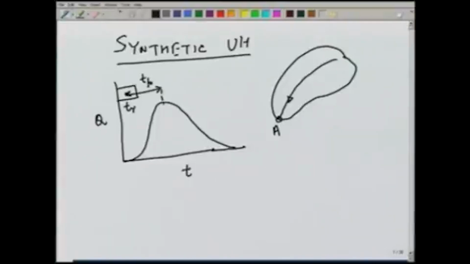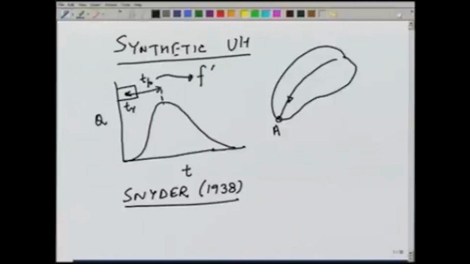Based on a lot of data about existing gauged catchments in the eastern United States, Snyder in 1938 came up with some relationships which relate the lag Tp, which is the time from the centroid of the rainfall to the peak, with catchment properties. So, some basin properties can be used to obtain Tp.